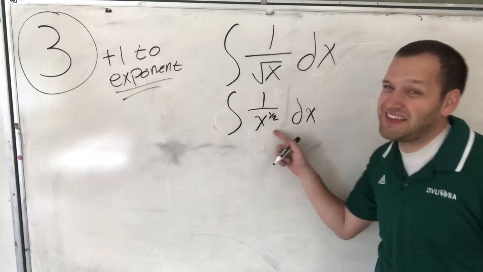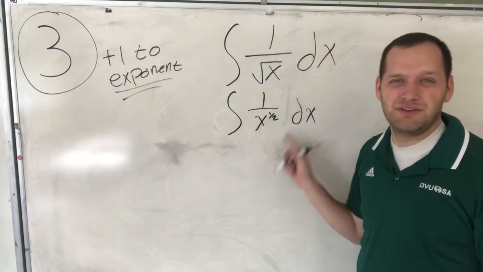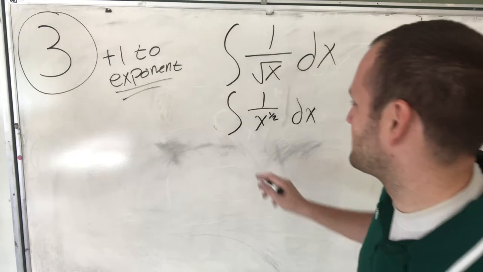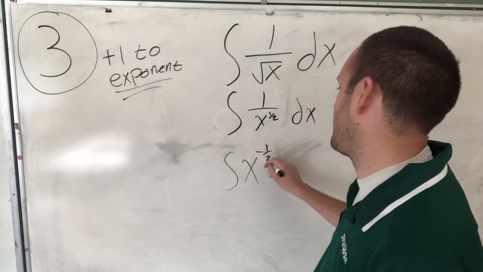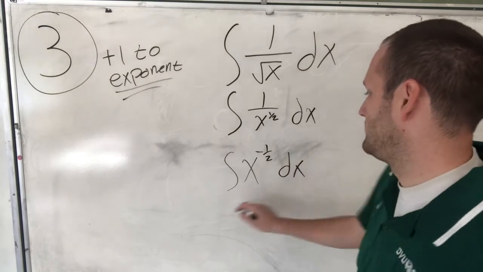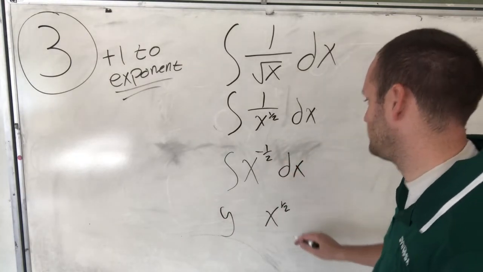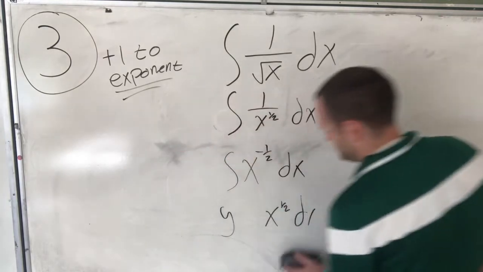I can't have the x in the denominator though. Do you remember how to get the x into the numerator? If you said you have to make the exponent negative, you're correct. So we want to integrate x to the negative 1/2 power dx. Well, add 1, that's going to give you x to the 1/2, plus c.